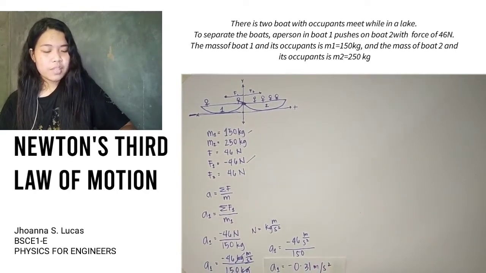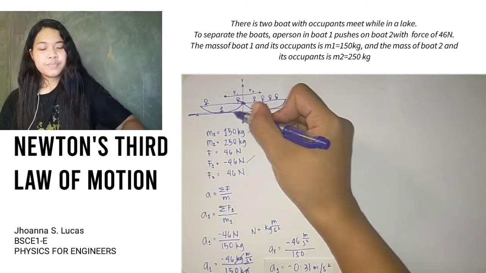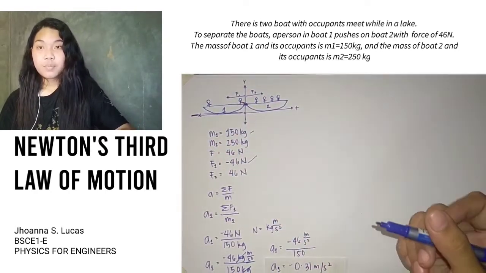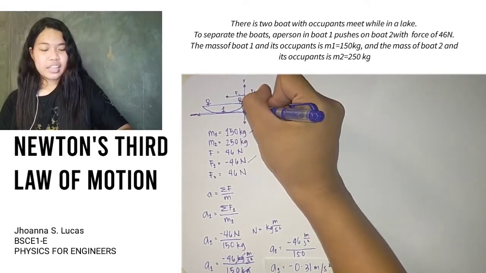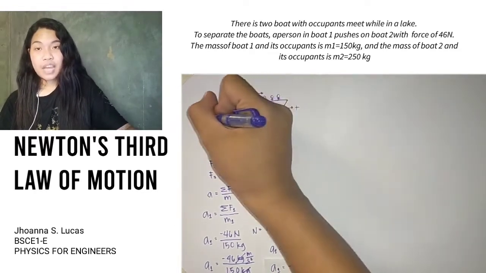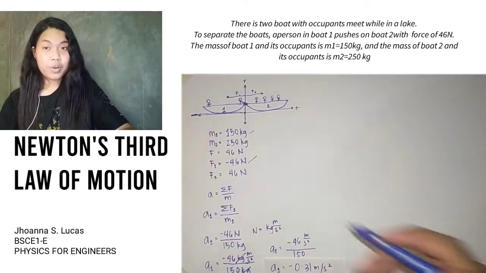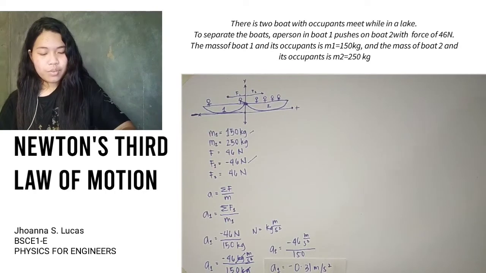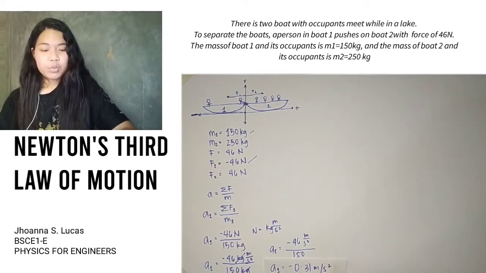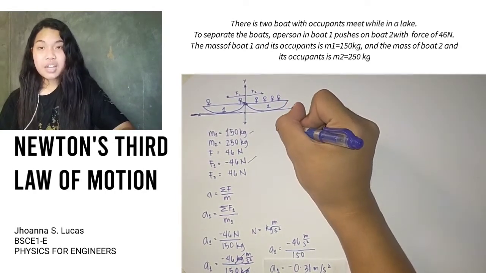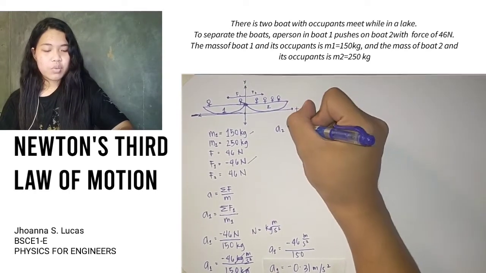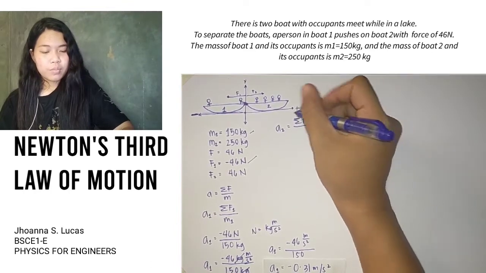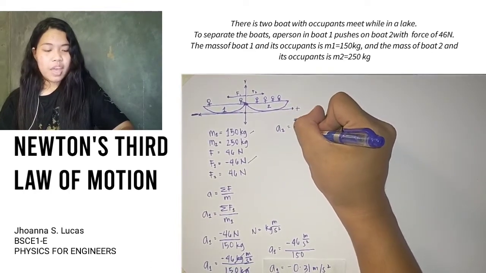Since, like what I've said earlier, our acceleration in boat 1 is negative since it is on the left side of our x-axis, where we can find the negative sign or negative direction. So for our boat 2, we will use a sub 2. So a sub 2 is equal to the summation of F sub 2 divided by m sub 2.